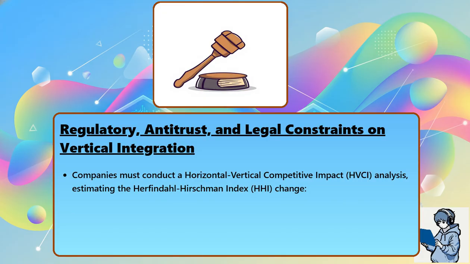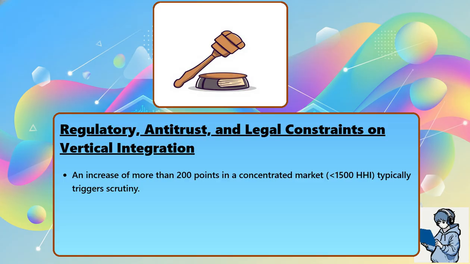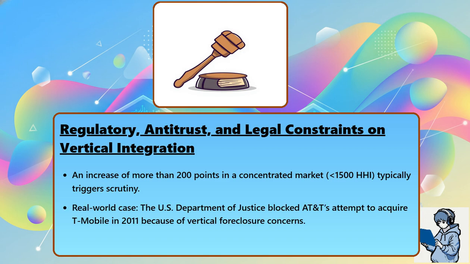Companies must conduct a horizontal-vertical competitive impact analysis, estimating the Herfindahl-Hirschman index change. Delta HHI equals the sum over i of s_i post squared minus the sum over i of s_i pre squared, where s_i are market shares. An increase of more than 200 points in a concentrated market, less than 1,500 HHI, typically triggers scrutiny. Real-world case: the United States Department of Justice blocked AT&T's attempt to acquire T-Mobile in 2011 because of vertical foreclosure concerns.